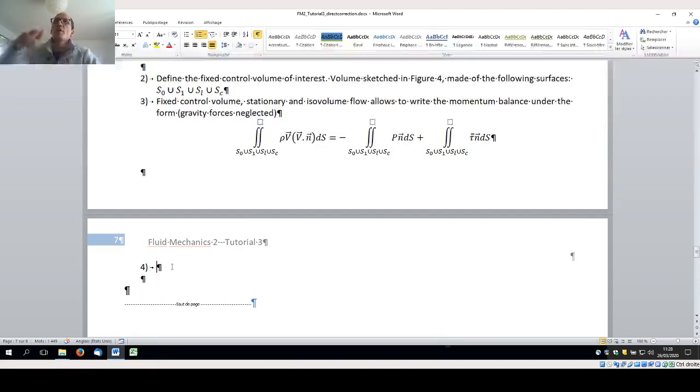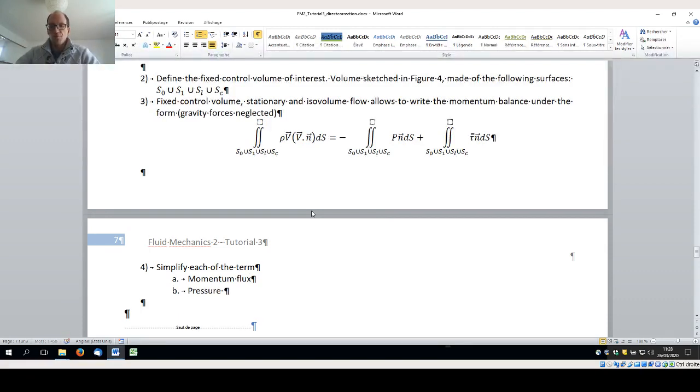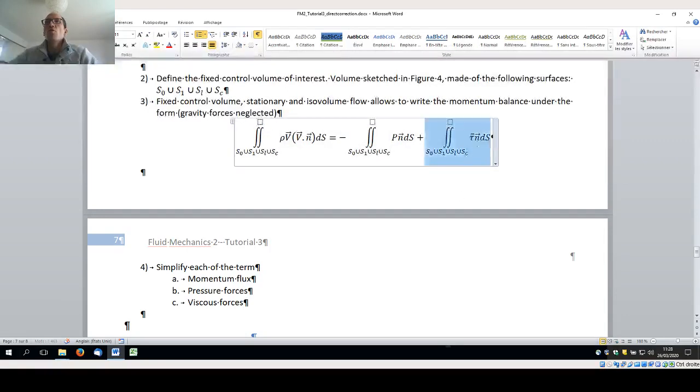And after, once we have written the problem like this, we can simplify each of the terms as we have seen previously. So if we take the momentum flux, the pressure forces and viscous forces. To change a bit, we can start with viscous forces if you want.